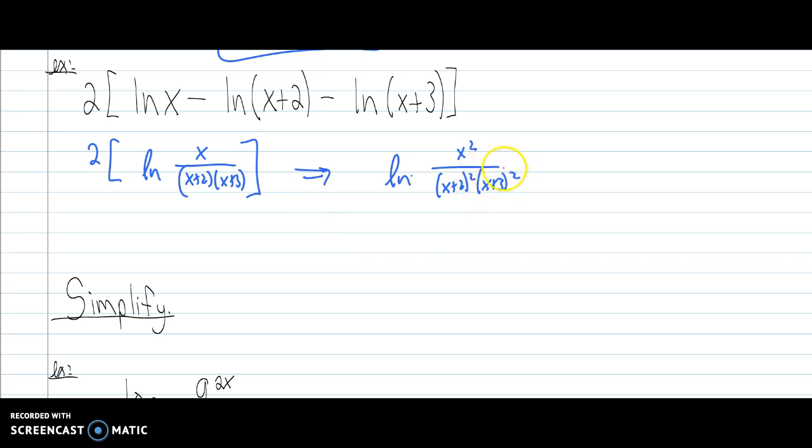Another thing I can do with this one to simplify it a little bit more is to rewrite it as x squared over. Since the x plus 2 and x plus 3 can be multiplied, we could have multiplied them first. So x plus 2 times the quantity x plus 3 would give us x squared plus 5x plus 6, and then that entire quantity would be squared. I think this red answer probably looks a little bit nicer.